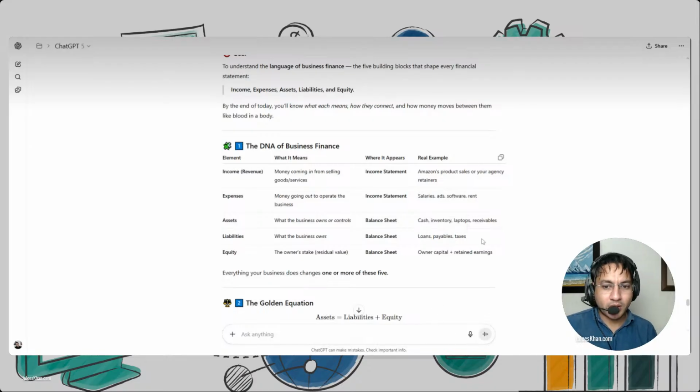Taxes which we have to pay to the government. By the way, someone said that government is a corporation as well, like a business. Equity: the owner's stake, residual value. On the balance sheet: owner capital, equity. That is my capital. This is my retained earnings. Retained earnings is like I earn a profit and I keep it in the business, so it becomes my retained earnings.